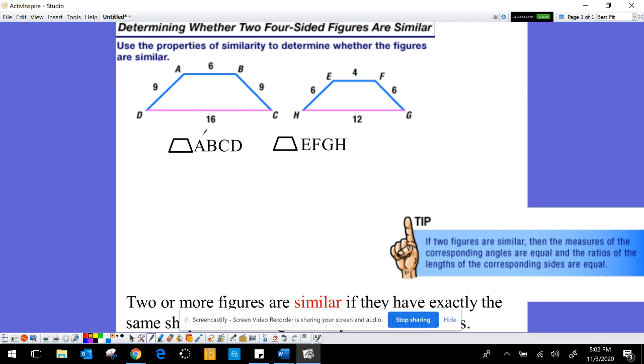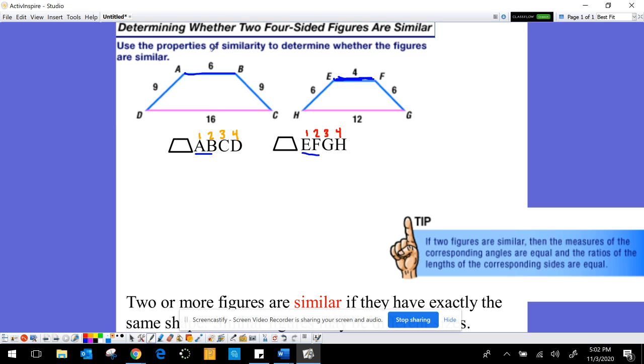So in quadrilateral ABCD, which happens to be a trapezoid, I'm going to label A as 1, B is in the second position, C is in the third, and D is in the fourth. Then we have EFGH. E is in the first position, F is in the second, G is the third letter, and H is the fourth. Now, that means that the first and the second letter in the first shape corresponds to the first and the second letter in the second shape. That means AB corresponds to EF.